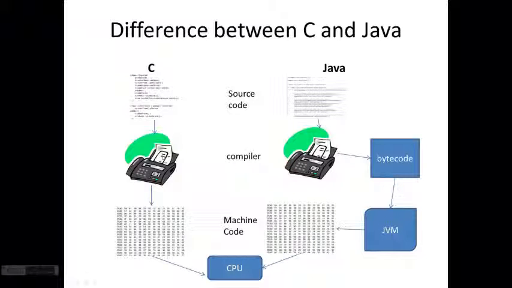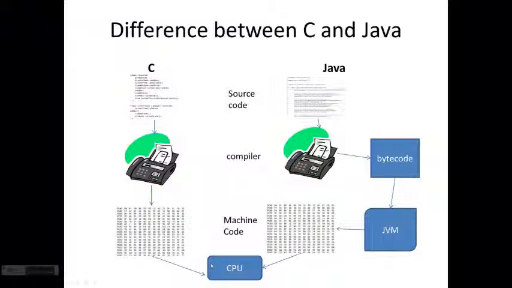Basically this course is about Java programming, so you should know the difference. In C, you have a source code. You make some source code in C, then there's a compiler. You have to run the compiler, and it gets into machine code, or a .o file in C. So that machine code is run on the CPU.